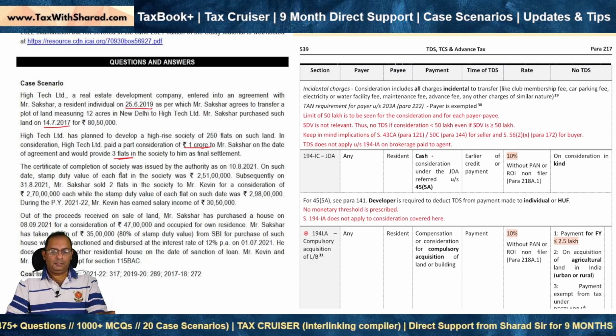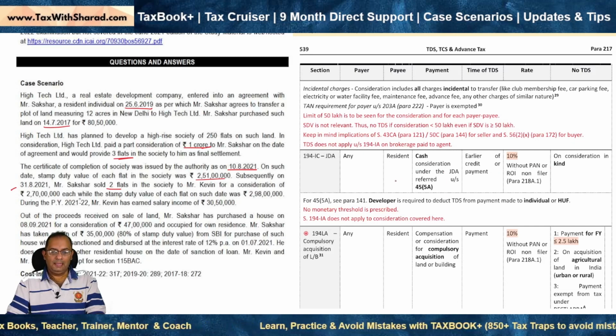The certificate of completion of society was issued by the authority as on 10th August 2021. On such date, stamp duty value of each flat in the society was 2 crore 51 lakh. Subsequently, on 31st August 2021, Mr. Sakshar sold 2 flats. Out of these 3 flats, he sold 2 flats in the society to Mr. Kevin for a consideration of 2 crore 70 lakh each, while the SDV of each flat on such date was 2 crore 98 lakh. During the previous year 21-22, Mr. Kevin has earned salary income of 30 lakh 50,000 rupees.